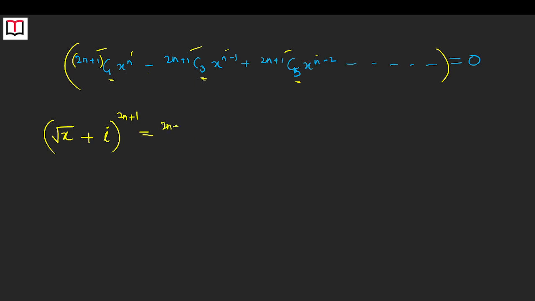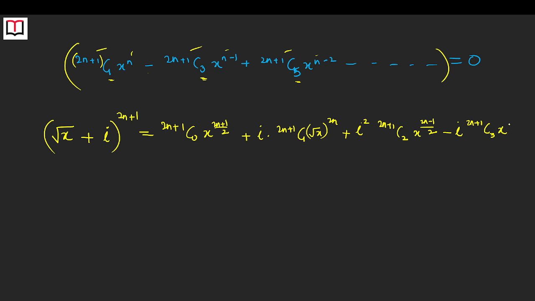So it is 2n plus 1 c0 x raised to the power 2n, and this is odd, plus iota into 2n plus 1 c1, and when you root x raised to the power 2n, which is nothing but 1, plus iota square 2n plus 1 c2 x raised to the power 2n minus 1 by 2, which is odd, plus iota cube, which is minus iota, 2n plus 1 c3 x raised to the power 2n minus 2 by 2, n minus 1. Okay, now look at your series and you will find that the series we are looking at is actually nothing but the collection of imaginary terms.